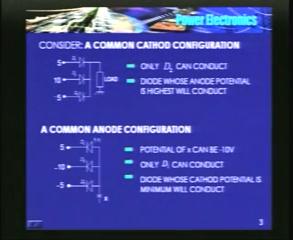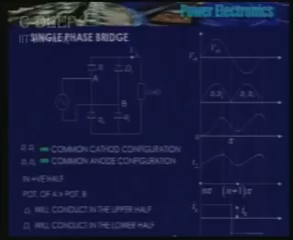So therefore, in a common anode configuration, the diode whose cathode potential is minimum will conduct. So I will repeat, the diode whose cathode potential is minimum will conduct in a common anode configuration. So you need to remember these 2 points. We will go to the next.